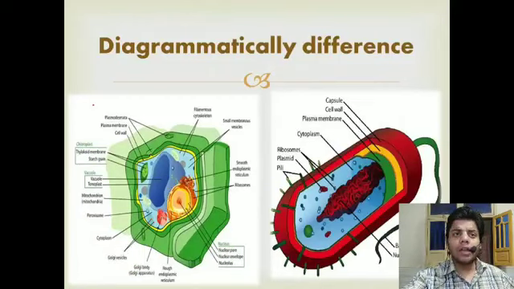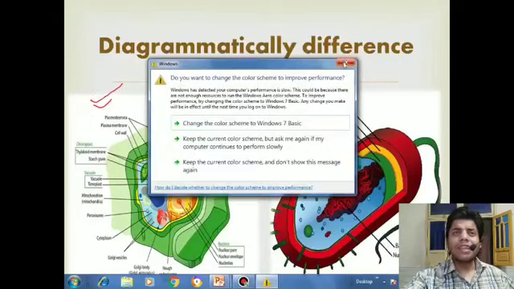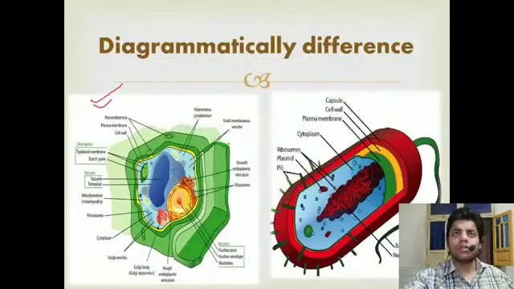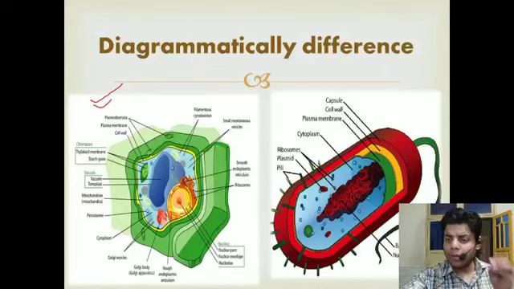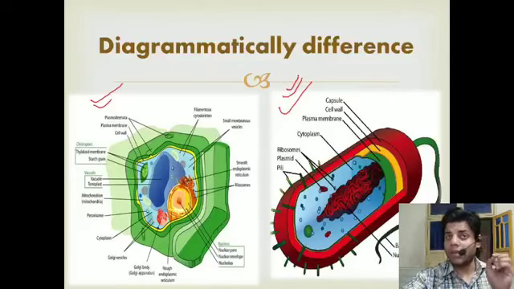Now, in this diagram, as you are watching on the left side, this is the eukaryotic cell. Okay, so why is it a eukaryotic cell? Because they have cytoplasmic organelles, they have a well developed nucleus, they have a cell wall and cell membrane, and this cell is complicated.